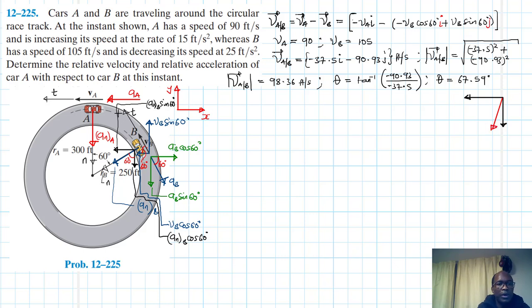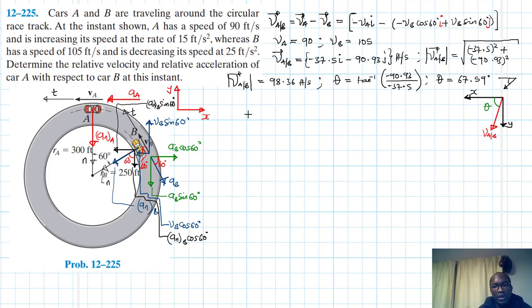Okay, and then we have the angle there, like so. This is the x component, this is the y, and this is our A with respect to B. You can also show this component like so. That's another way of showing it. Alright, so we are done with this.